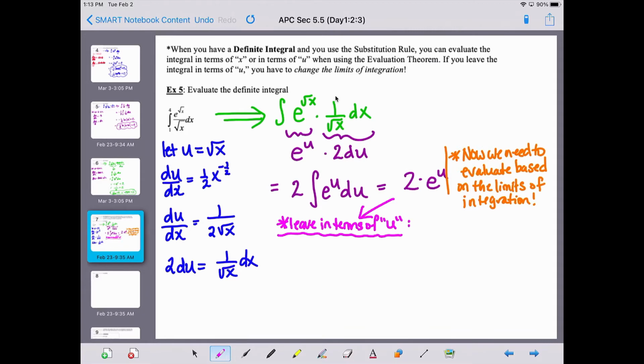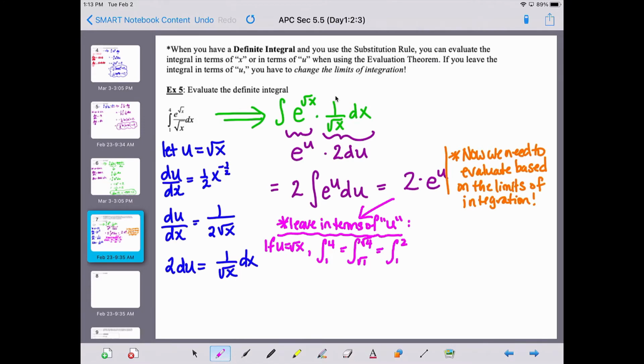So if we leave our integral in terms of u, remember in the beginning we said that u was equal to the square root of x, right? Well then the integral from 1 to 4 is going to be equal to the square root of 1, because that would be the value of x, up to the square root of 4, which would be equal to the integral from 1 to 2.